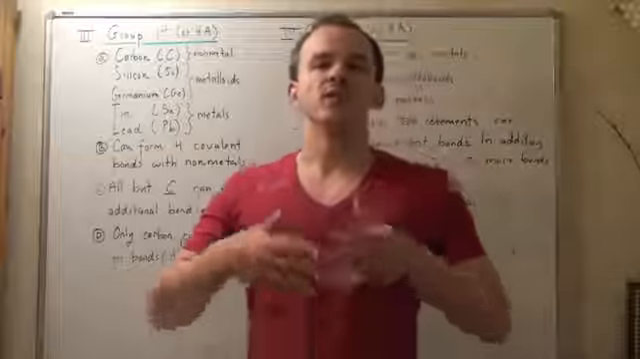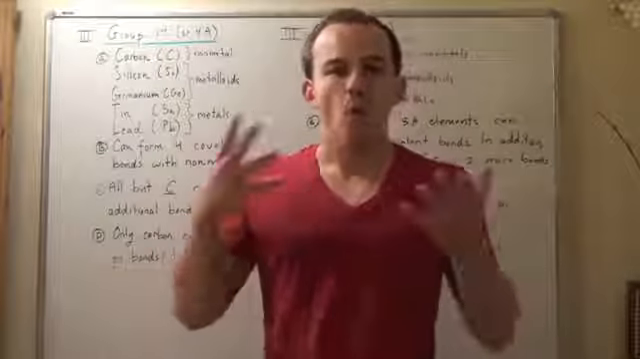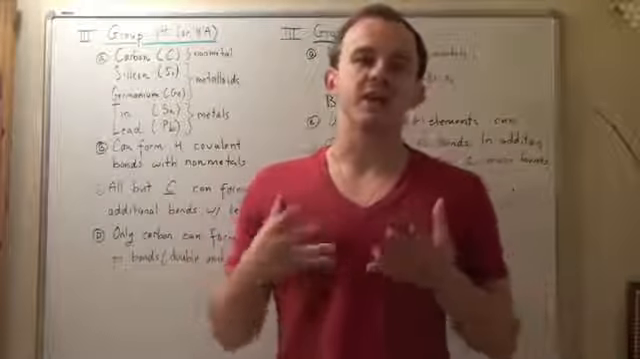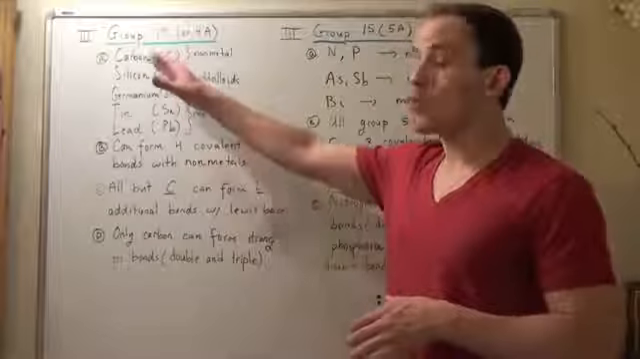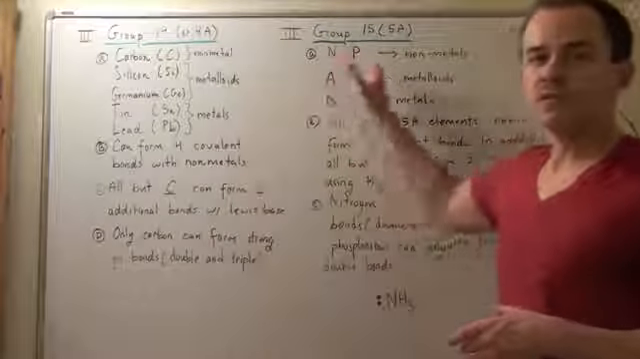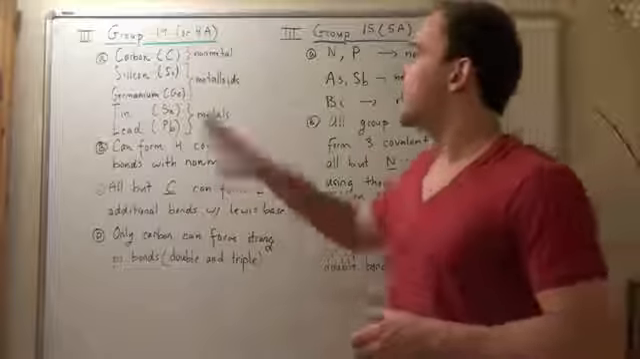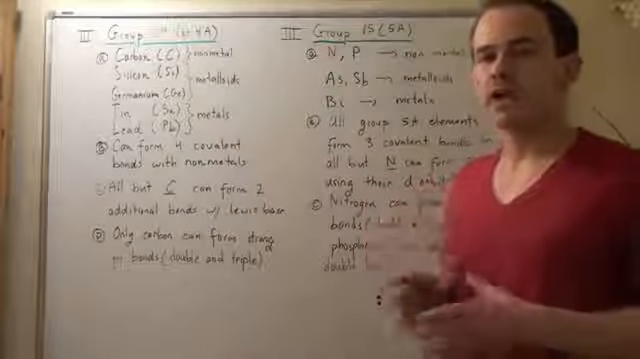In this lecture, we're going to look at and compare two more important groups found in our periodic table. We're going to look at group 14 or 4A and group 15 or 5A elements. Now let's begin with the group 14 or 4A elements.